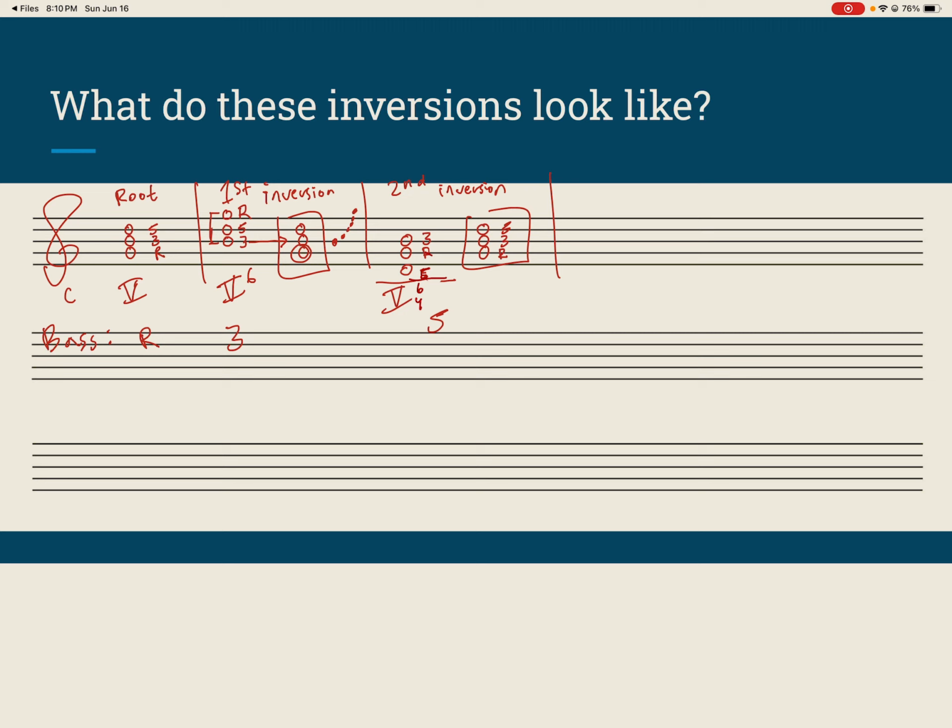In first inversion, your third is in the bass as opposed to your root, right? And you'll write a 6 next to that because you have a triad. We're only dealing with 3 notes right now. And then second inversion, your fifth is in the bass. So you have, and you'll write 6, 4 next to that.